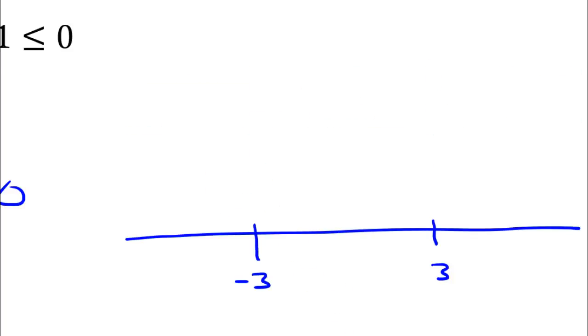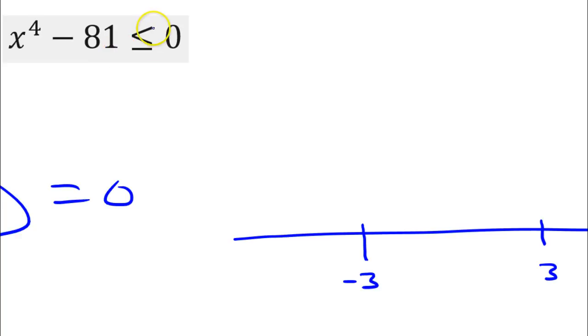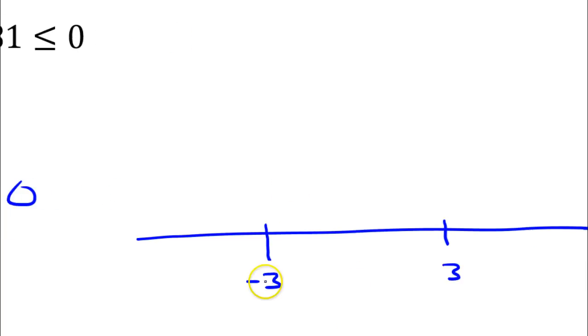So we need to decide whether or not we're going to do open circles or closed circles. So notice that we have less than or equal to. That means we want to include the values where the function equals 0. And that's what these are. The function equals 0 at negative 3 and positive 3. We will show that they are included by writing them as closed circles. Okay, so equal to negative 3, equal to positive 3, those are included in the solution.